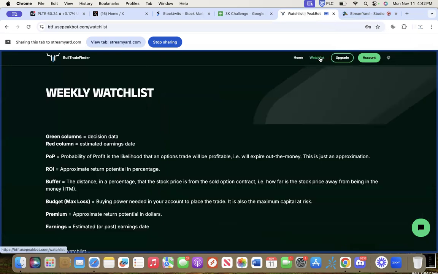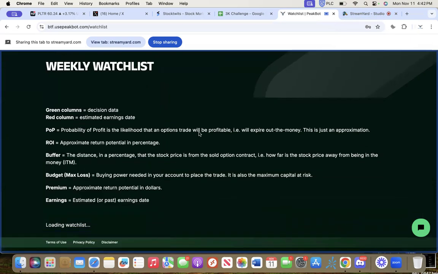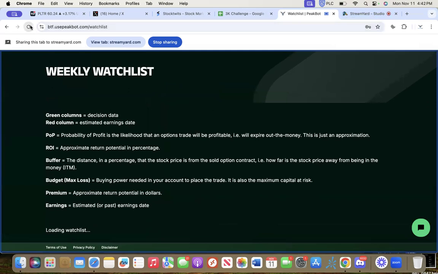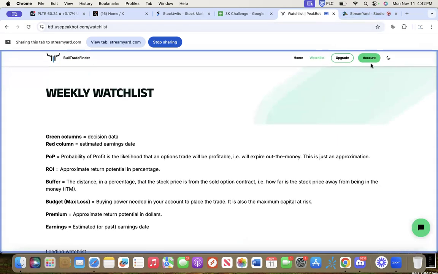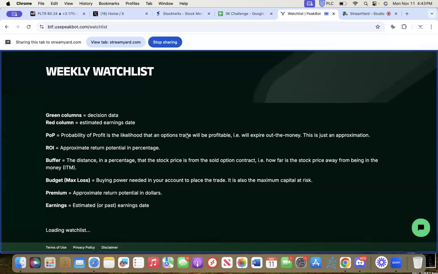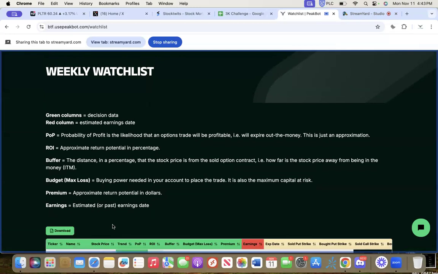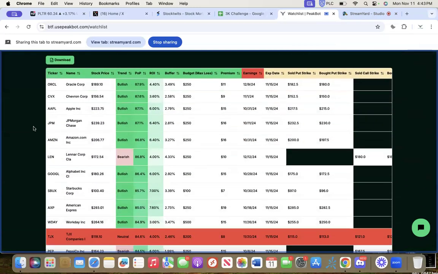So the weekly watch list, very simple, goes over our whole entire thing here. I don't want that. I want the light mode. I'm still loading it. Usually a little bit quicker. There we go. Okay, so in simple terms, how to use this.